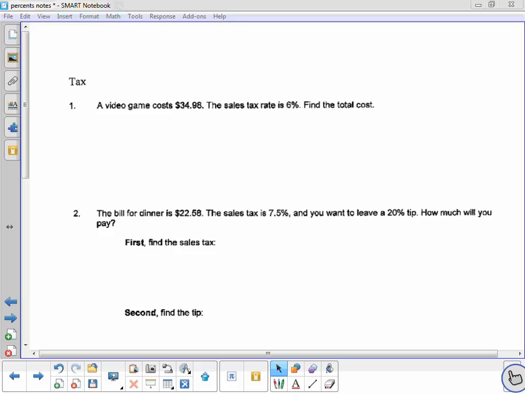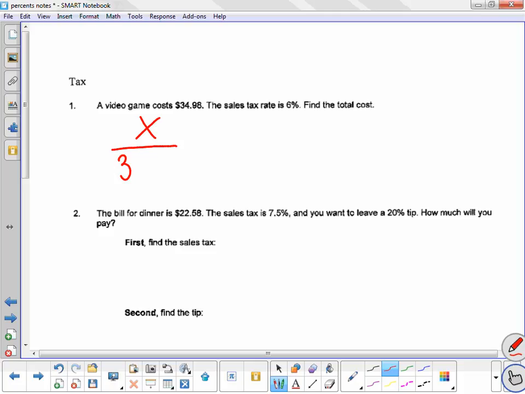So, our first problem, a video game costs $34.98. The sales tax rate is 6%. Find the total cost. You're going to set up your basic percent proportion. I know that tax is part of the bill, so I know that I'm solving for part.